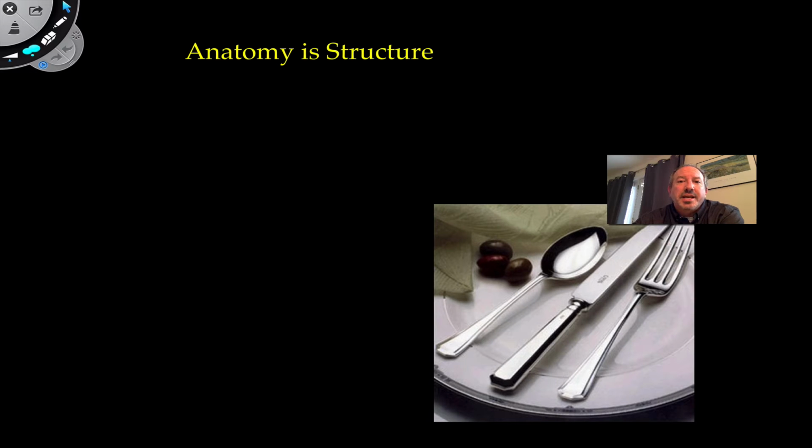And so one of the things I want to say about anatomy right out of the gate is that anatomy is structure. I said this before, but I'm showing you pictures of silverware. You see a spoon, a fork, and a knife. If you didn't know anything about this flatware, I can refer back to the Disney movie The Little Mermaid, when Ariel thought that a fork was a comb.